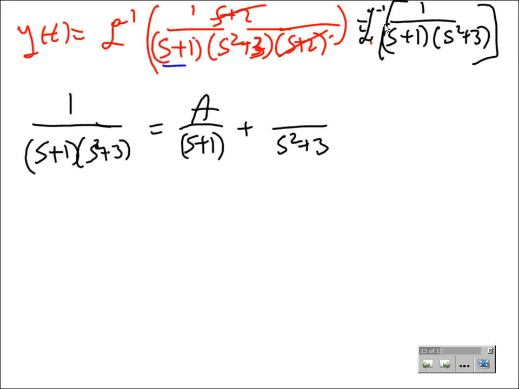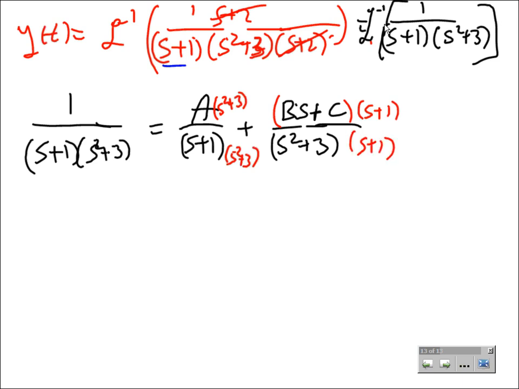Since this denominator is linear, I put a constant on top. Since the second denominator is quadratic, second degree, I put a linear function on top. And again, the variable is s. Now, to get these denominators to be the same, in the first fraction, I have to multiply by s squared plus 3 top and bottom. And in the second fraction, by s plus 1 top and bottom.